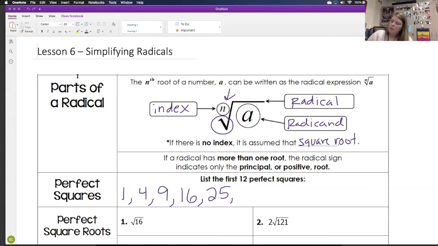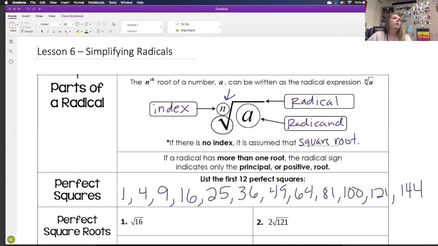So the rest of them should have been 36, 49, 64, 81, 100, 121, and 144. So those are your first 12 perfect squares. I hate memorizing, and I don't normally ask you to memorize, and I'm not asking you to memorize this list of numbers, but I won't say that it wouldn't be helpful for you to do that. That was a double negative. It would probably be helpful for you to at least be very comfortable recognizing these perfect squares.